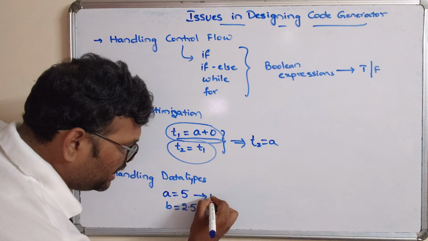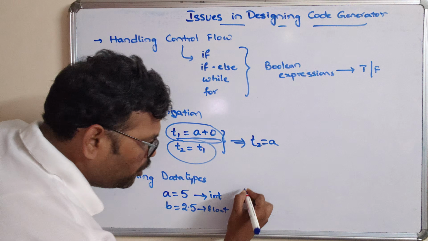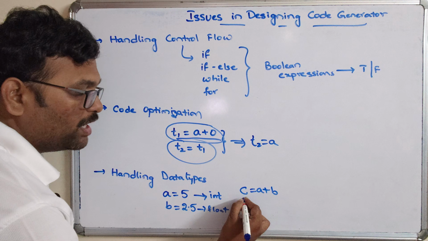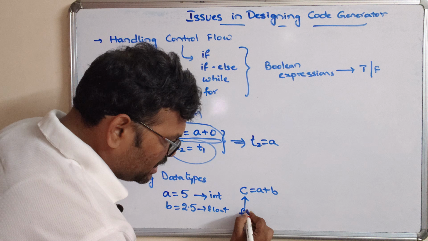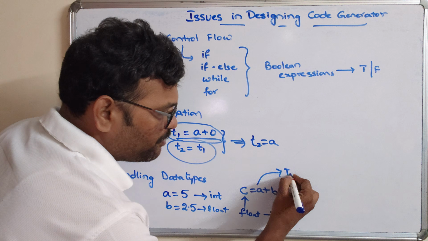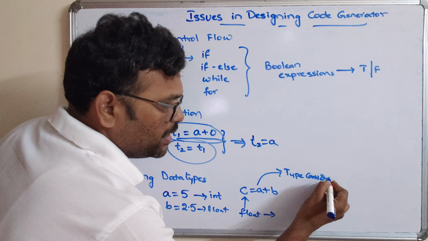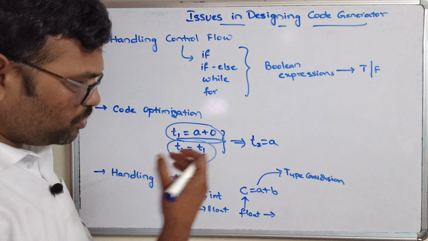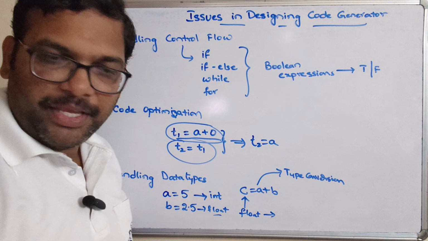So you know this is an integer value and this is a float value, and if you want to perform the addition on these two, c is equal to a plus b, so what is the data type of c? If the data type of c is a float, obviously there will be a type conversion on a, because the data type of a is integer, so the integer should be converted into float and then it will be added to b.